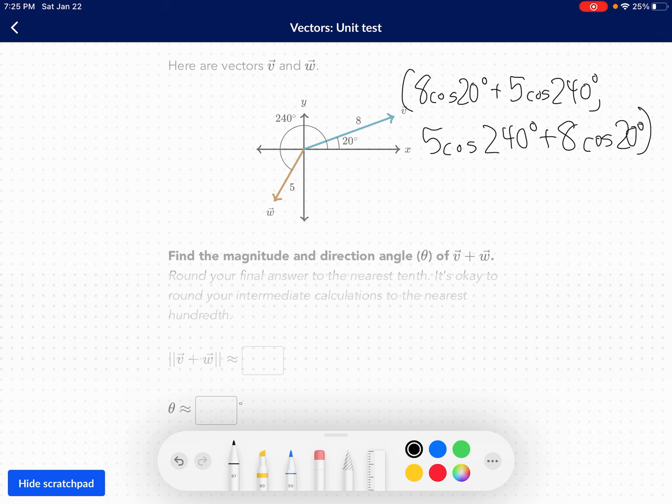And for the y component, 5. Oh, I messed up. I almost messed up. Oh my god. That would have been so embarrassing. It's 5 sine, not cosine, for the y component. 5 sine 240 degrees plus 8 sine 20 degrees. You get approximately -1.59396587. I'll square both and take the square root of the whole thing for the magnitude.